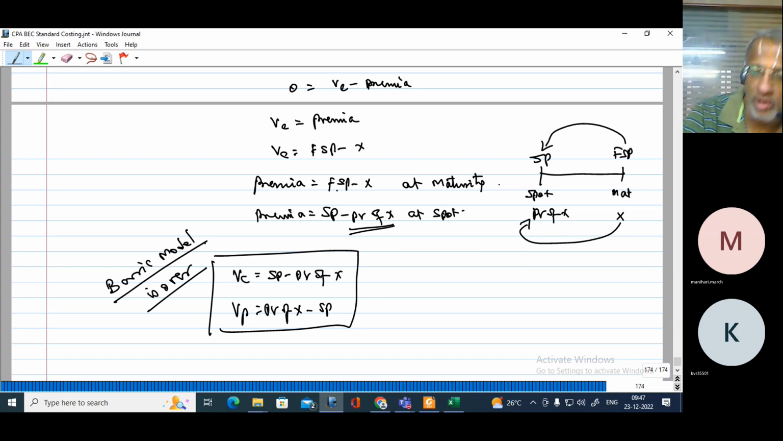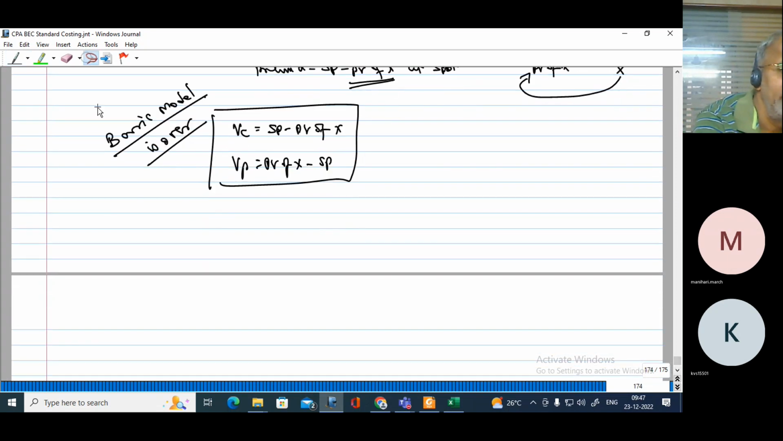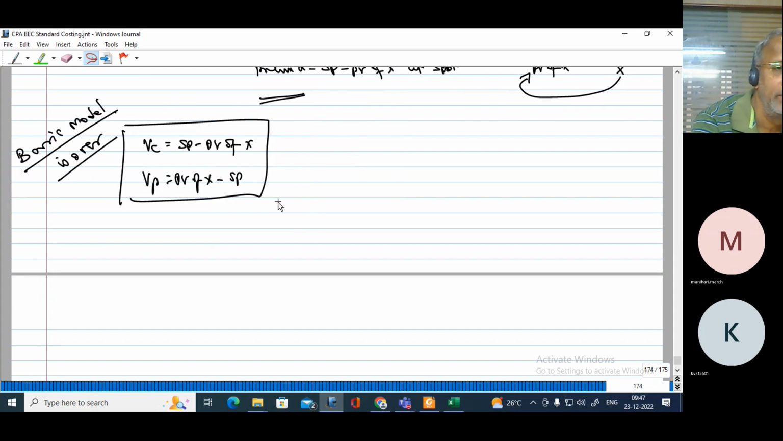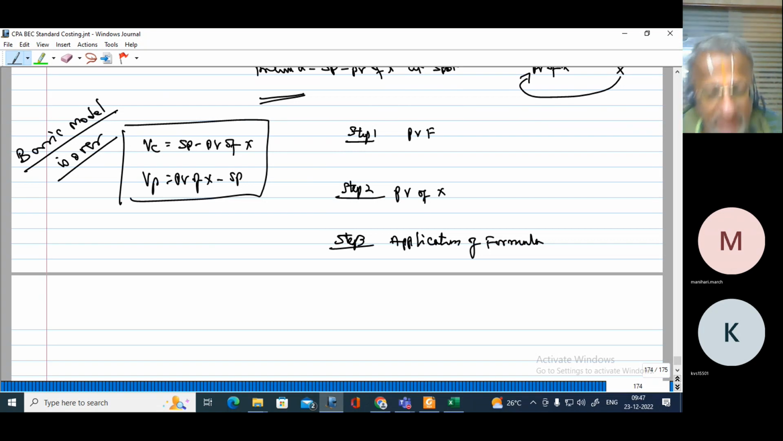Now, to solve this problem, we have certain steps to take. There is a 3-step model. Step number 1, present value factor. Step number 2, present value of exercise price. Step number 3, application of formula. What are those 3 steps? PVF, PVF of exercise price, application of formula.